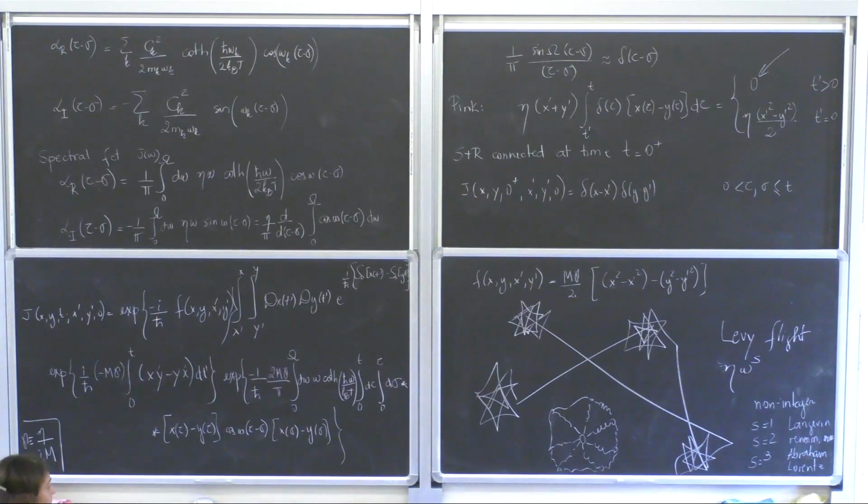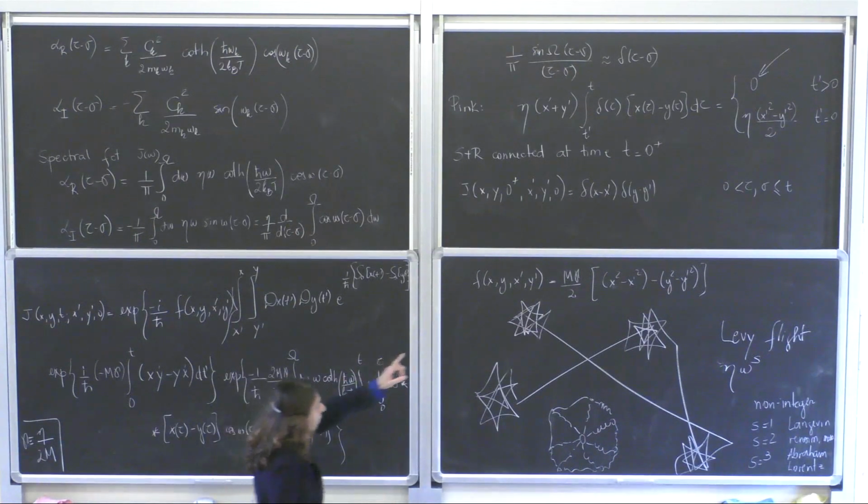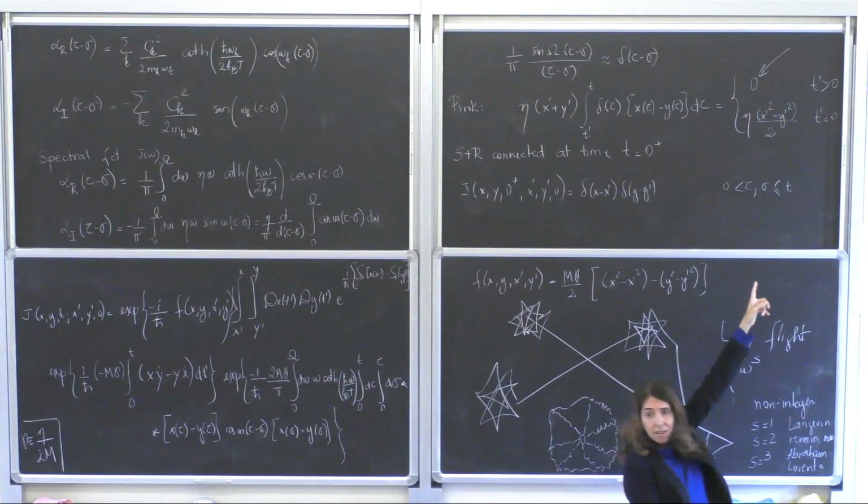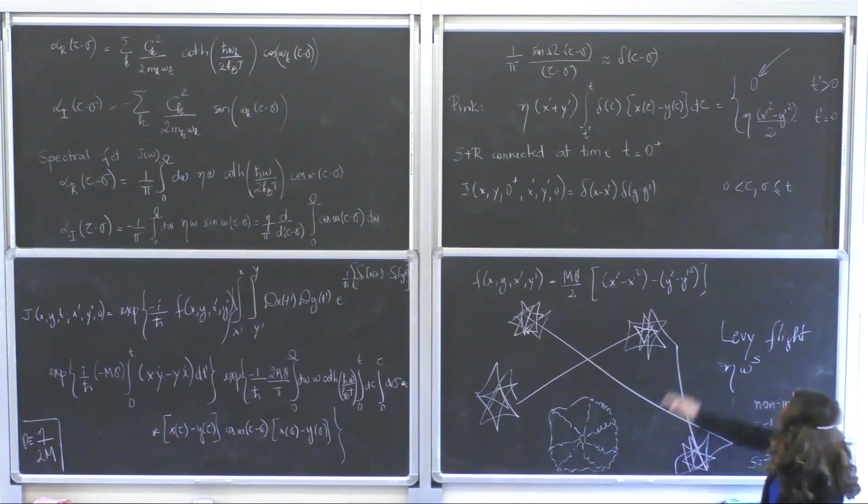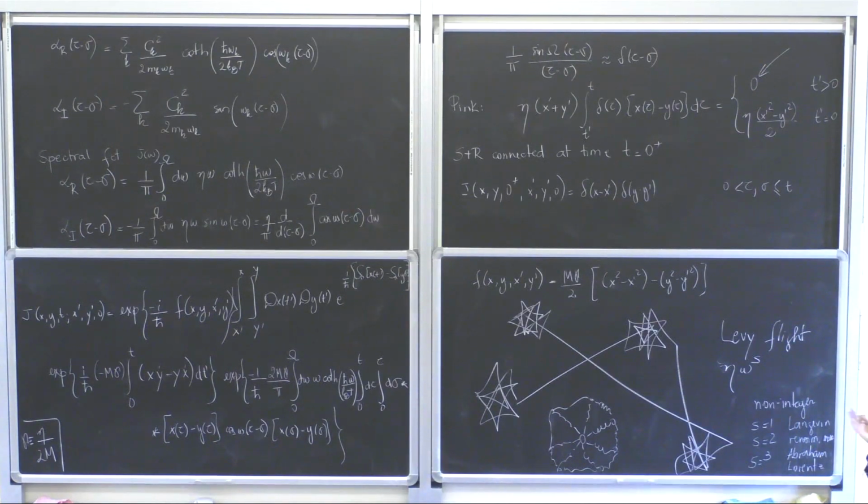Yeah, so I would get that other term there. Just that term. You would get that term more, which is now depending on x prime minus y prime squared. Wait. So this is just the assumption for starting at t equals 0 plus, coupling the system to the reservoir at t equals 0 plus, right?